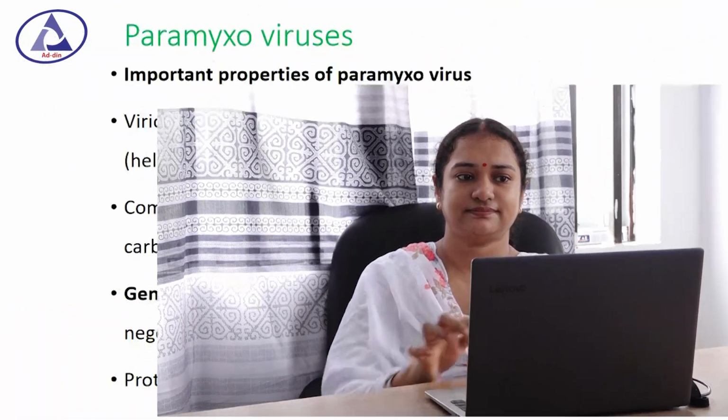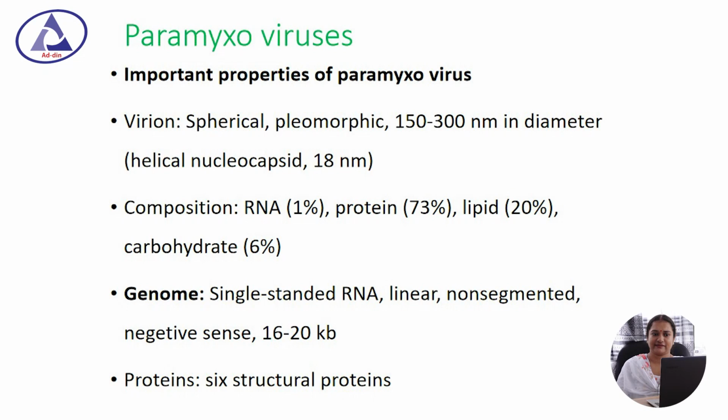Today I am going to discuss with you about Paramyxovirus, which is an important enveloped RNA virus. What is Paramyxovirus, or properties of Paramyxovirus? They are spherical, pleomorphic, and diameter is about 150 to 300 nanometer and composed of RNA genome, protein, lipid and carbohydrate. The genome is single strand RNA, linear and non-segmented. It is negatively sensed and has 6 structural proteins.